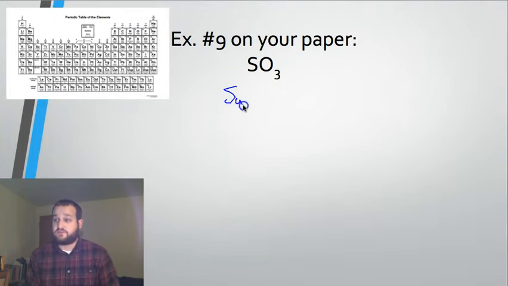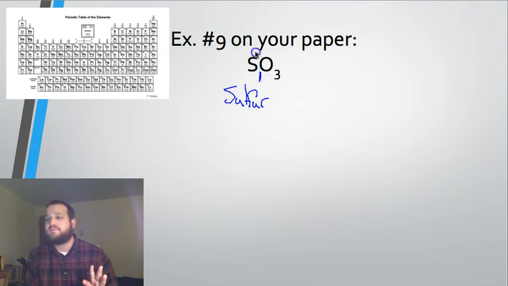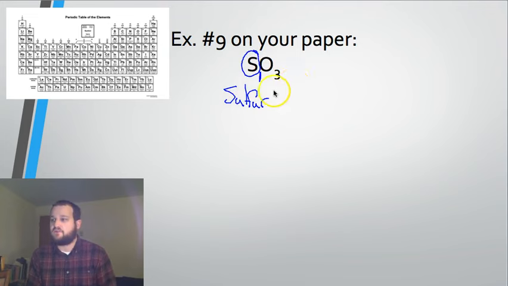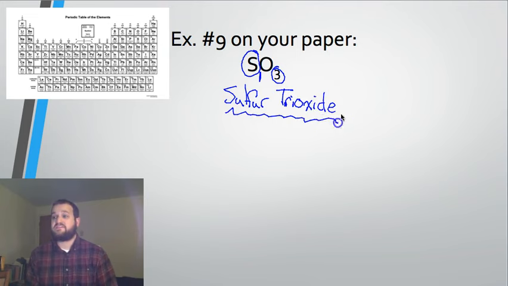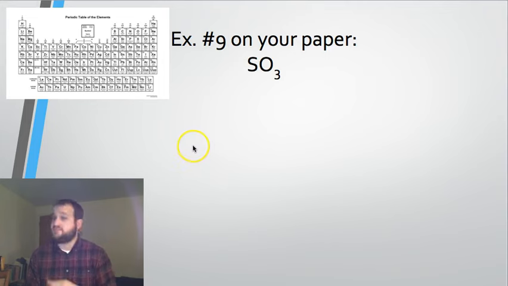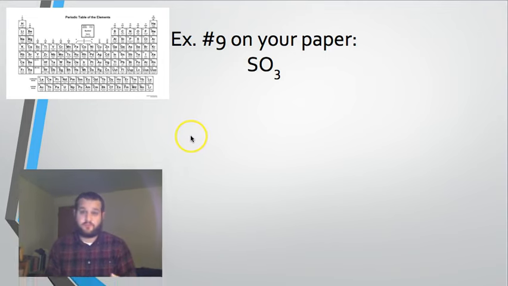Here we have sulfur, and remember, this is not monosulfur, even though it is one, because it's the first element to appear, it's just implied there's only one. So sulfur, and then tri, because there are 3 oxygens. Trioxide. So this is sulfur trioxide. That is all there is to it. If there's no metal, it's covalent, no stock system, use your prefixes.